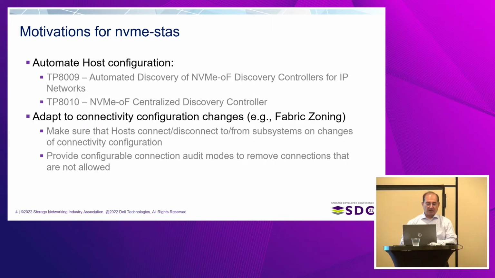And so another thing that nvme-stas does is react to these connectivity configuration changes as dictated by the fabric zoning configuration that is currently enforced by the centralized discovery controller. And so it makes sure that the host can connect or disconnect to and from the subsystems when the connectivity configuration changes, and provides also a configurable connection audit mode to remove the connections that are not anymore allowed if you choose to do that.